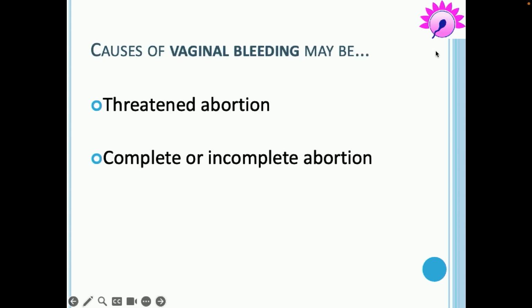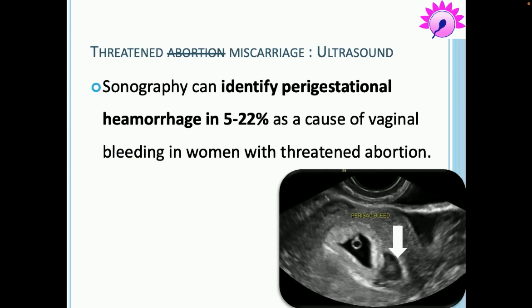We have talked about this already, but still, vaginal bleeding, if it is there, may be a threatened abortion, or a complete or incomplete abortion. In threatened abortion, we know the gestational sac is still there, and you may or may not see perisac bleeding. Not always, in every case where you have vaginal bleeding, will you see perisac bleeding also. So perisac bleed is different and threatened abortion is different. These are two absolutely separate things and must be reported separately.